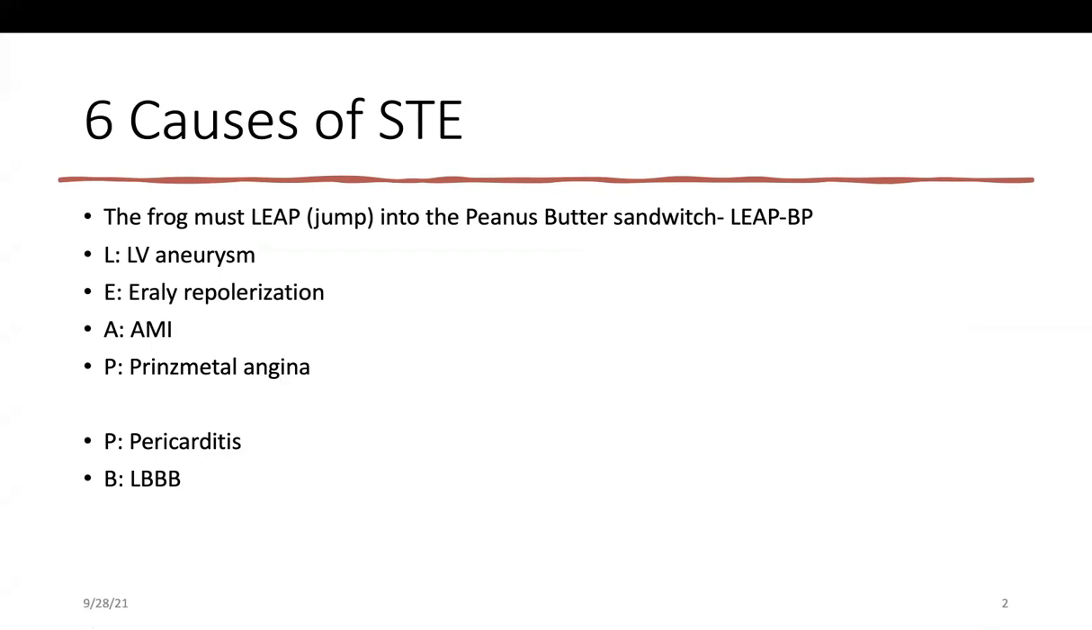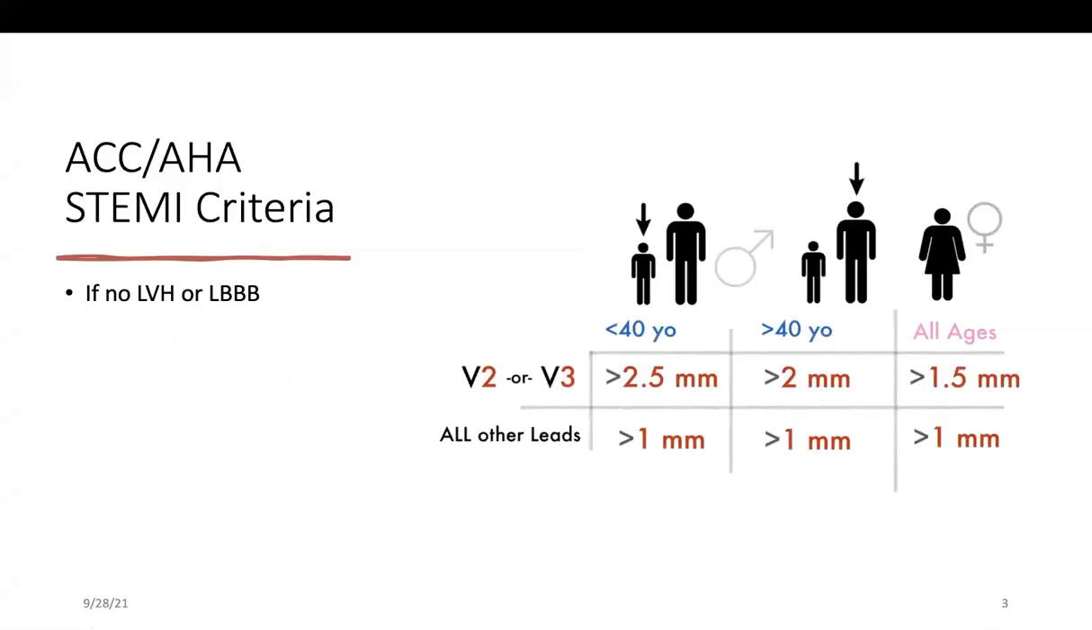6 causes of ST elevation on ECG. And as we discussed, if there's no left bundle branch block or LBBB, the criteria for ST elevation MI in all leads is more than 1 millimeter elevation, except V2, V3, because you may find normally some ST elevation there.